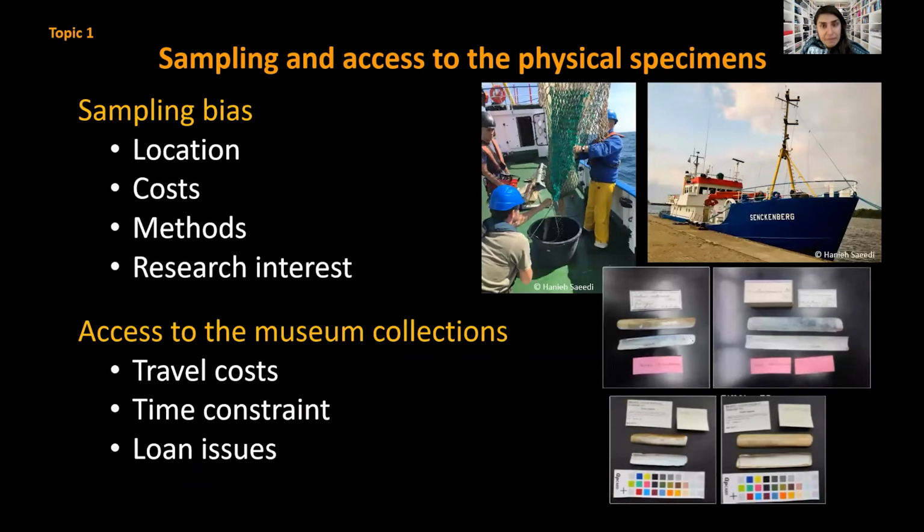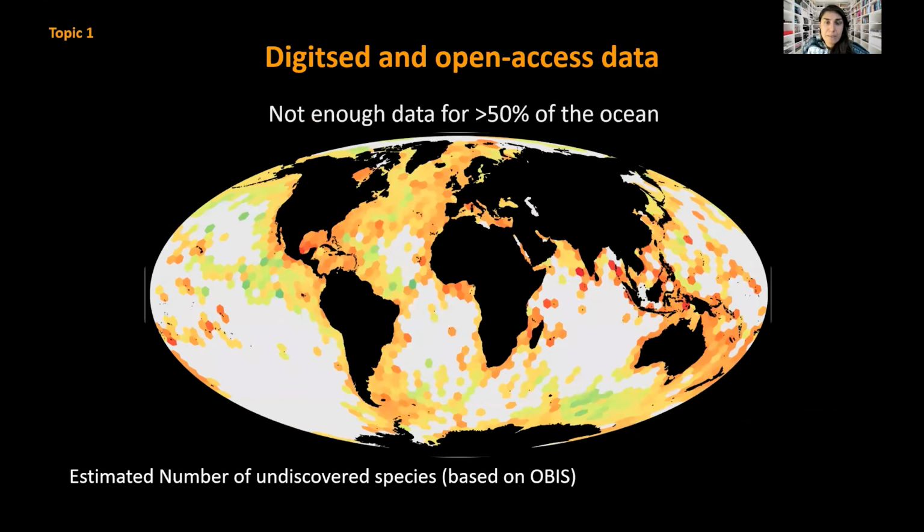One of the main issues in estimating marine biodiversity is uneven sampling, which can be due to many reasons, for example, location, cost, methods, research interests, or taxonomic efforts. Also, there are other issues related to specimens collected in museums, like loan issues, for example. This slide is based on the available distribution records in OBIS. And as you can see here, more than 50% of the ocean lacks information, meaning that biodiversity discoveries in this area are either not documented and digitized, or the data is not shared, or there is no sampling effort in those areas. This exemplifies the necessity of digitization and also formatting the data based on standards and sharing them publicly, and finally facilitating the biodiversity assessment and monitoring activities towards a sustainable ocean.